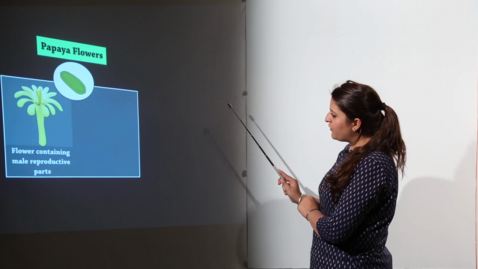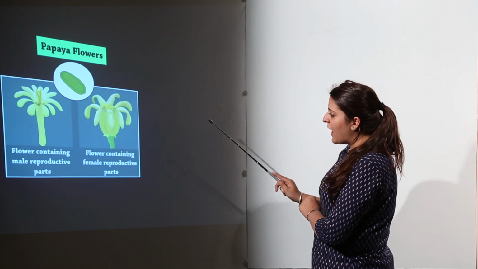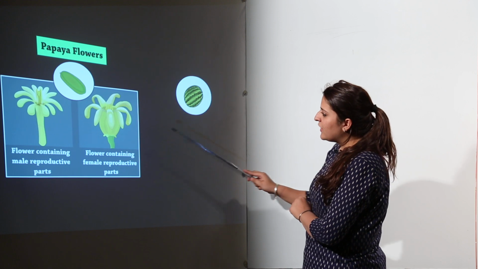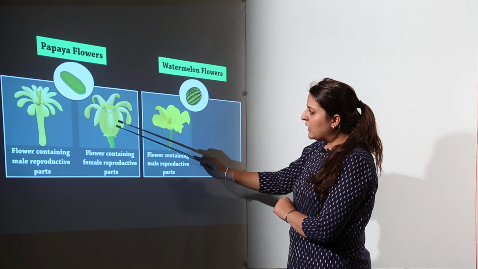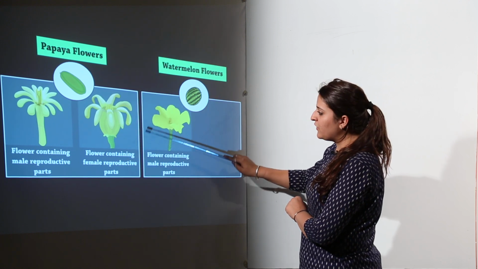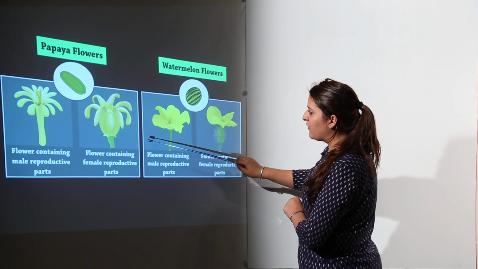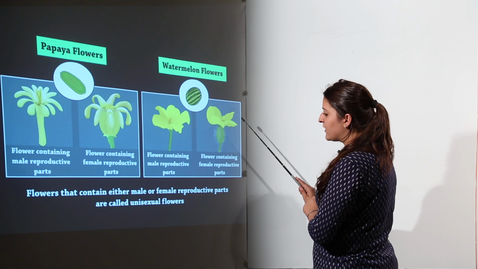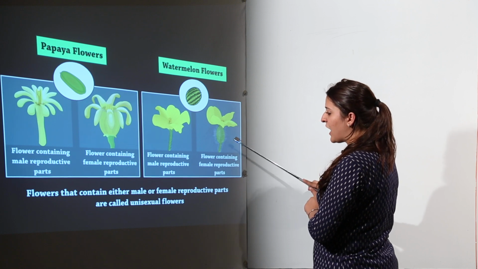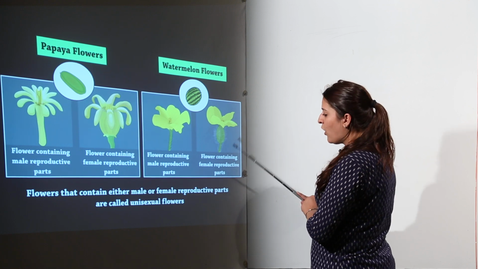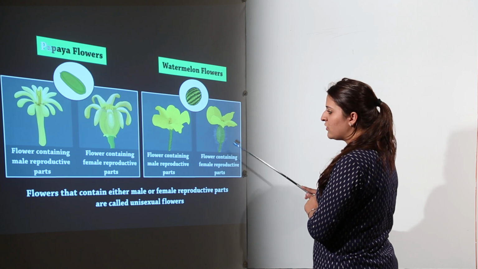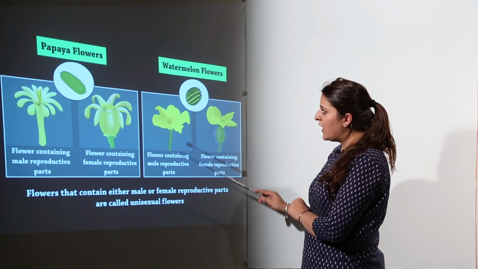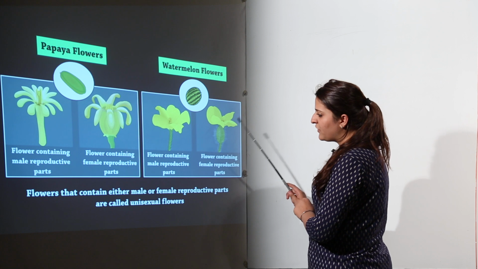Another type is unisexual flowers, as we can see in papaya and watermelon. What happens? It does not contain female and male reproductive parts in one flower. Rather, the female and male reproductive parts are present in different flowers. So that's why these are known as unisexual flowers, which have only either male or female reproductive parts. So examples of unisexual flowers are papaya and watermelon flowers.